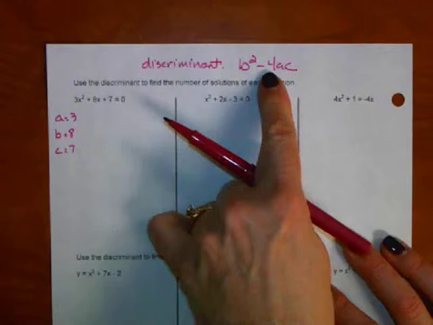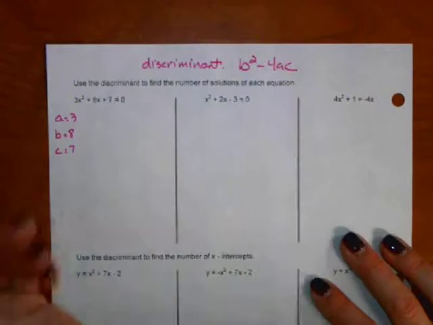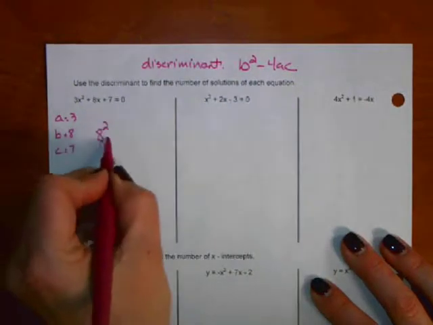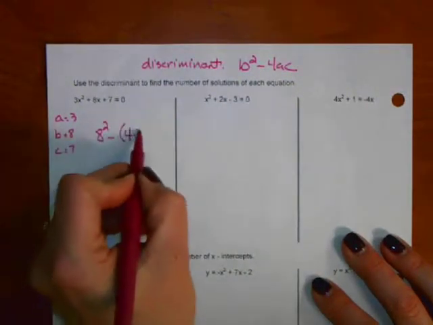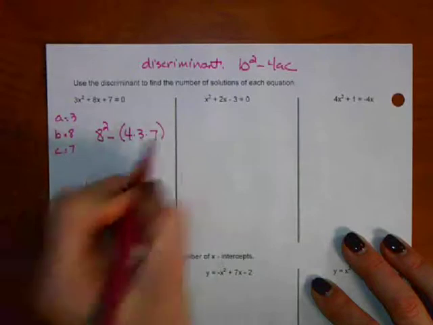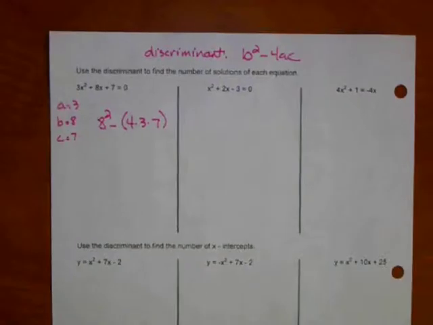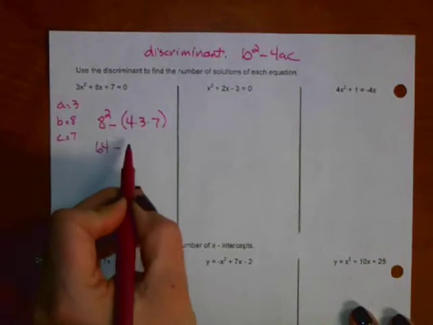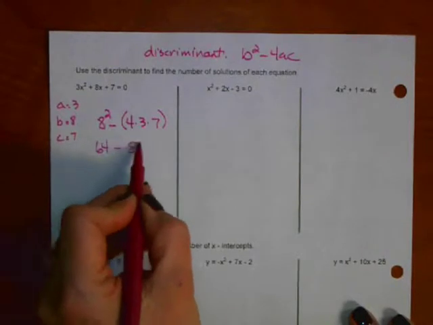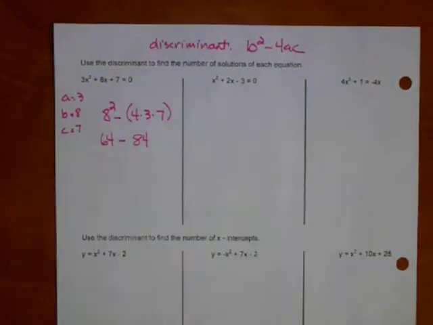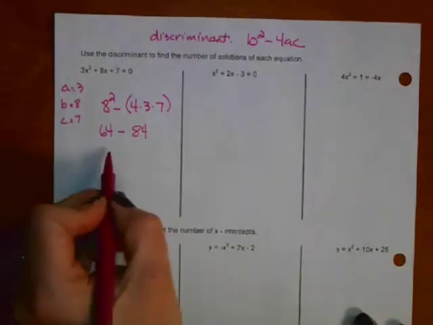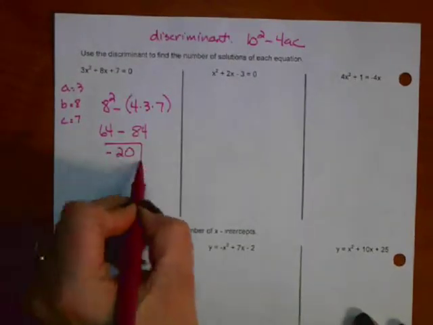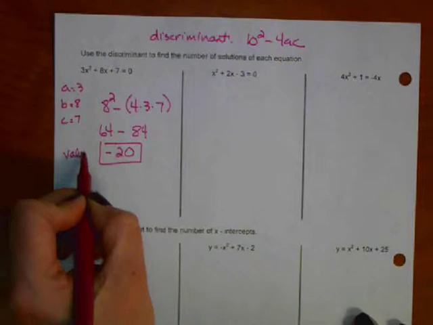So I'm going to plug it in just to this. b squared minus 4 times 3 times 7. That's all I'm using of the quadratic formula. That'd be 64 minus 84. What's that going to equal? Negative 20. This is the value of the discriminant.